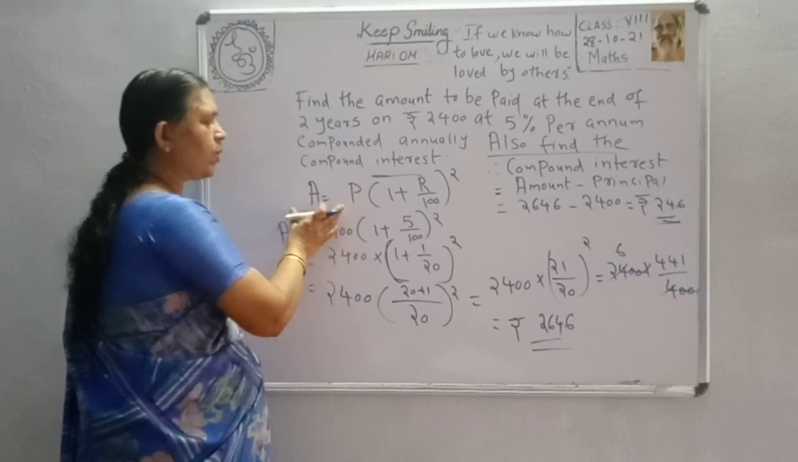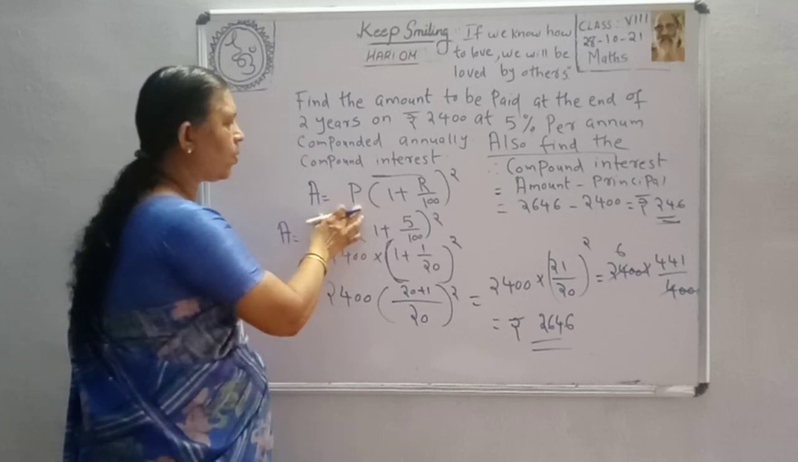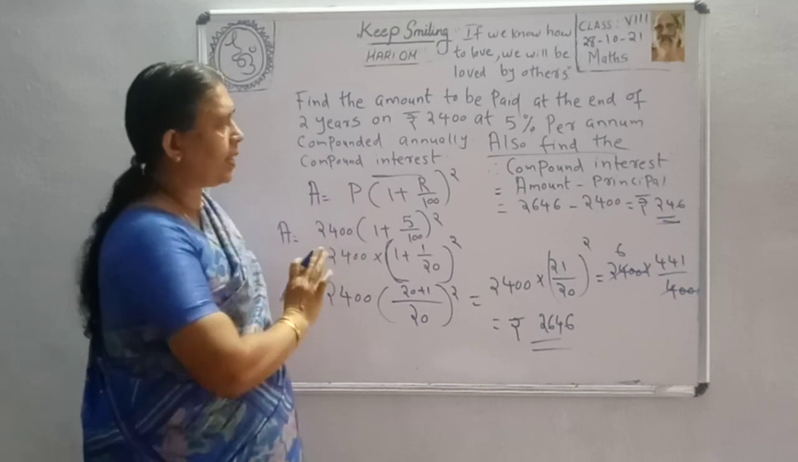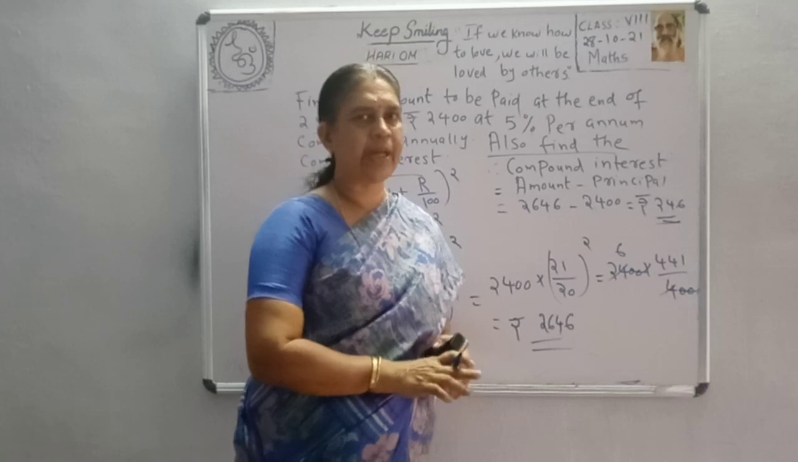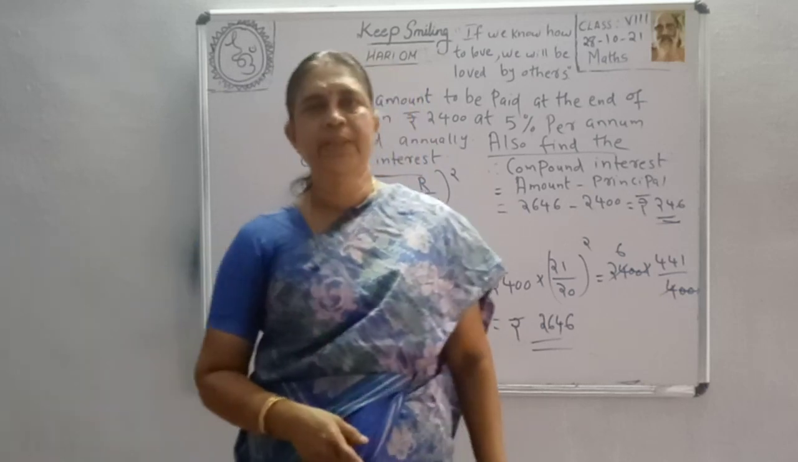The formula to find the amount is A is equal to P into 1 plus R by 100 the whole raised to n. Okay, then compound interest is equal to amount minus principal. You remember it, okay? We can do more questions in the next class.